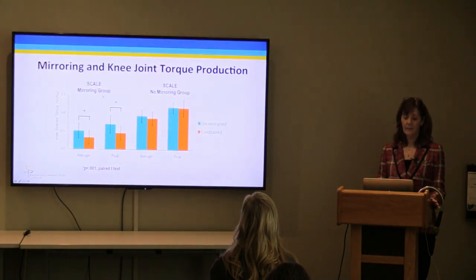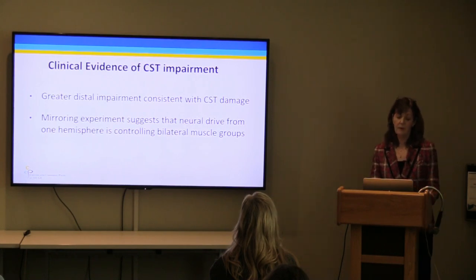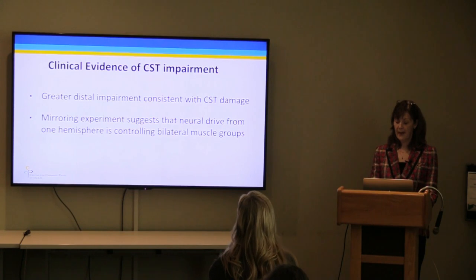And when we looked at a larger group of children, at the average and the peak torque in the unconstrained versus the constrained condition, we can see a difference for the group that mirrored on our clinical examination, but we didn't see a difference for the group that did not. So we did find clinical evidence of corticospinal tract impairment that we could capture with our clinical measure scale. There was greater distal impairment, and the mirroring experiment also suggests that neural drive from one hemisphere is controlling bilateral muscle groups.